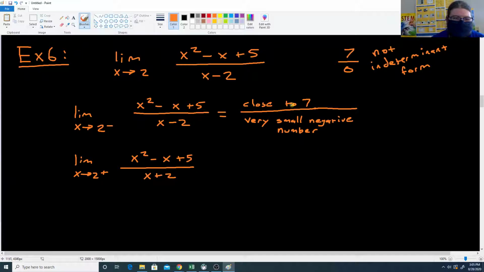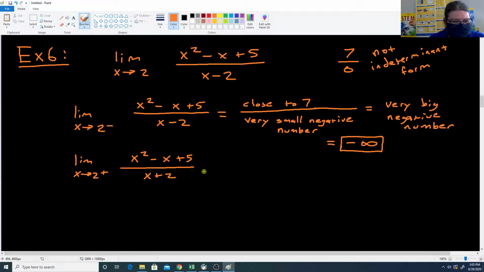So the end result here is that since we're dividing by a very small negative number, this turns into a very big negative number. So what our limit is doing as we approach 2 from the left is getting closer and closer to negative infinity.